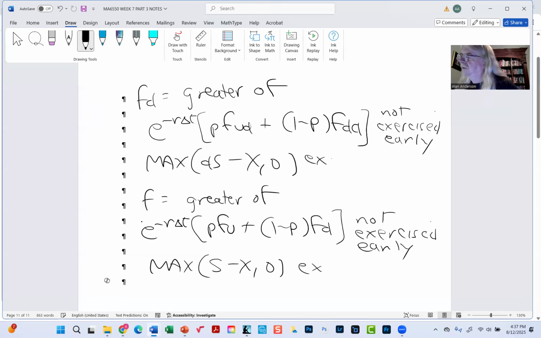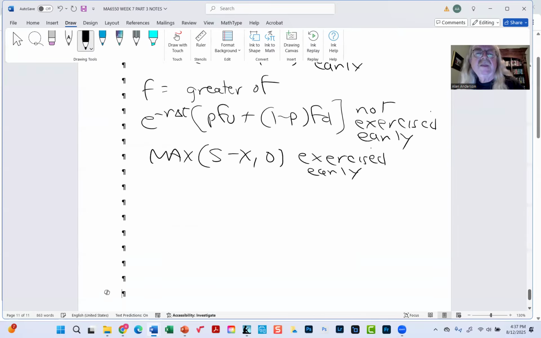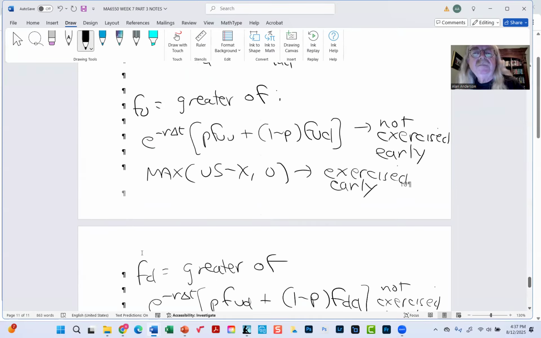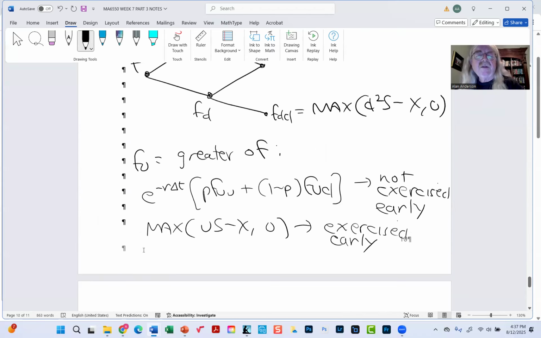Oh, I forgot to label this one. There you go. Now for the put, again, the only change here is the value if exercised. So let's try the American put.